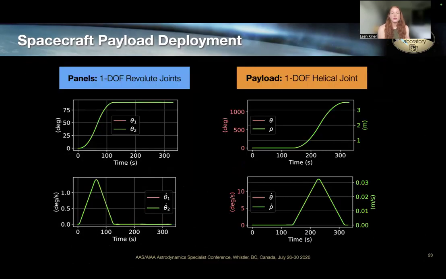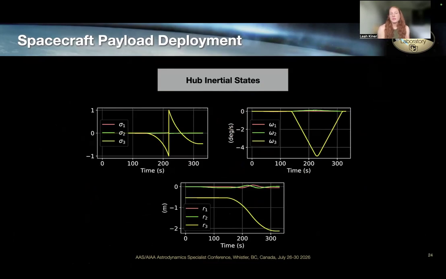Okay, so here are just those plots of the motion of the panels on the left-hand side, and then the motion of the payload is shown on the right-hand side. These are just the states of the panels and the payload. And then the response of the hub is exactly as we saw, where the system starts and ends at a state of rest, and then the spacecraft translates and rotates in the opposite manner that the payload deploys away from the hub to conserve the angular momentum of the system.